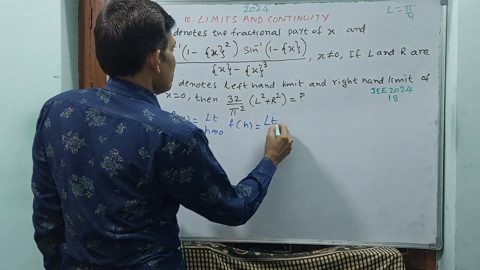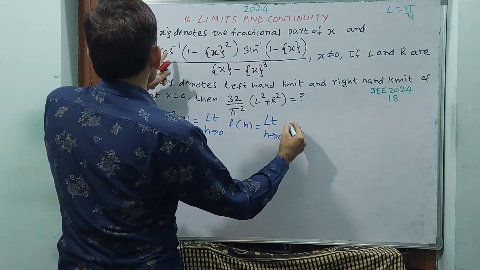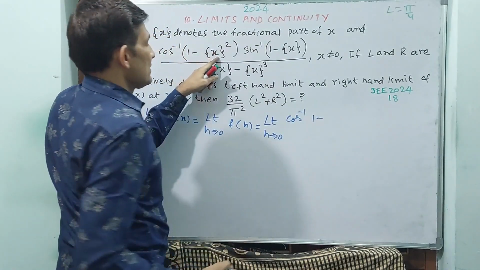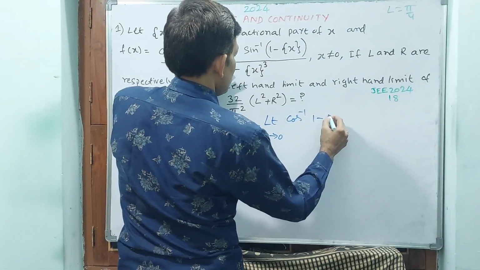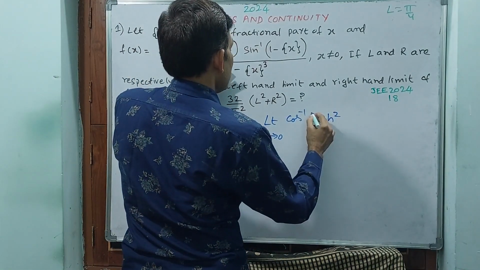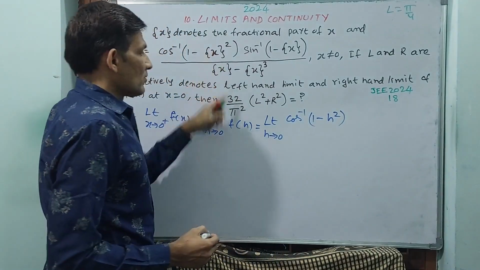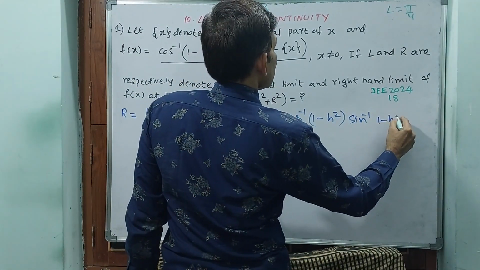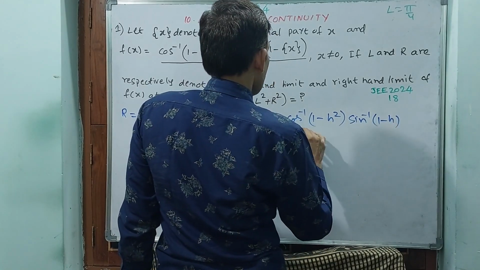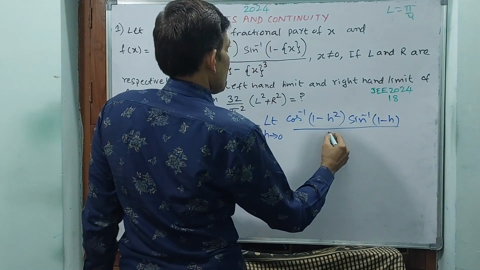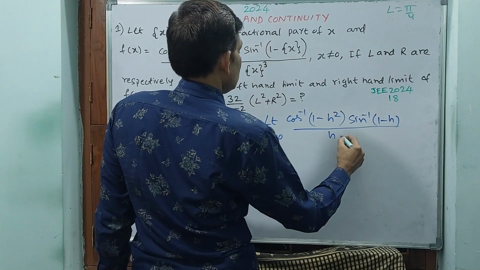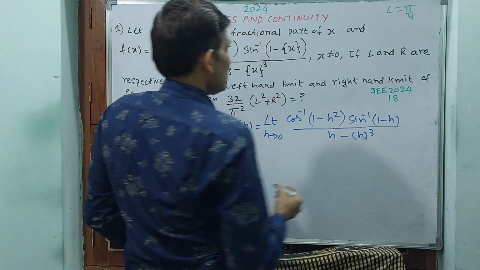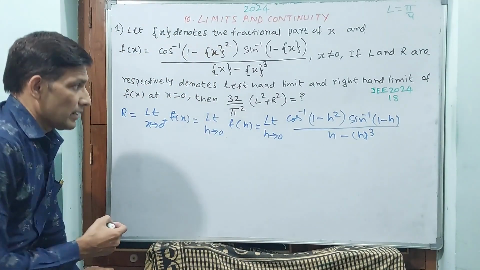That means the limit as h tends to 0. Write down cos inverse of 1 minus h square, over sin inverse of 1 minus h, over h minus h cube.